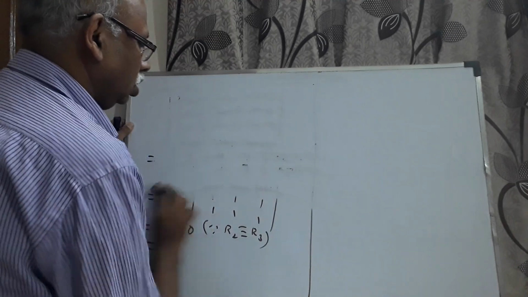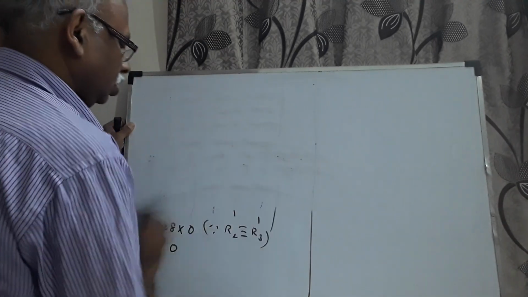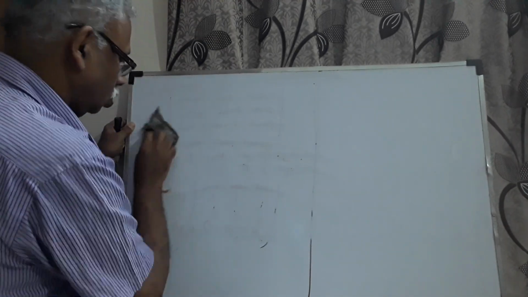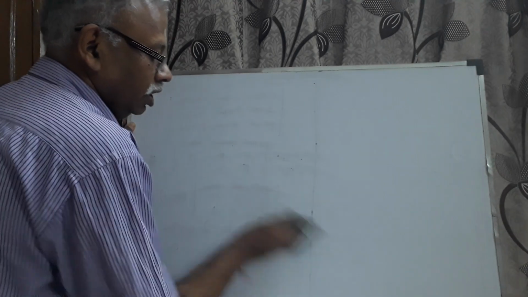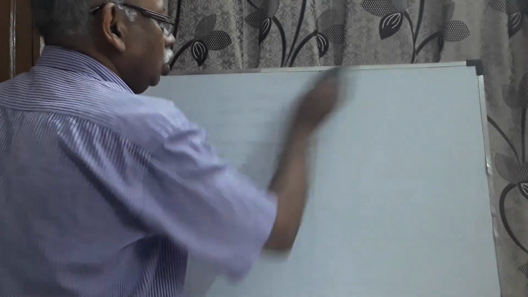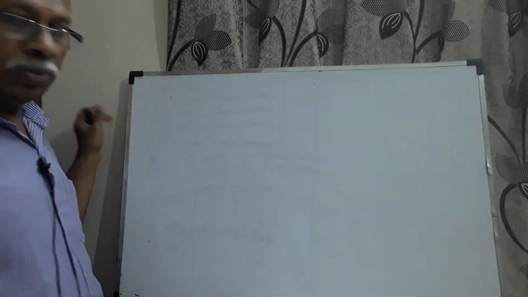Here I am using a rule. If I add a particular constant multiple of the elements of a row or column to the elements of another row or another column, the value remains the same. That is one of the properties of determinants. I have to teach that particular property if needed, but I am taking it for granted only for this case.